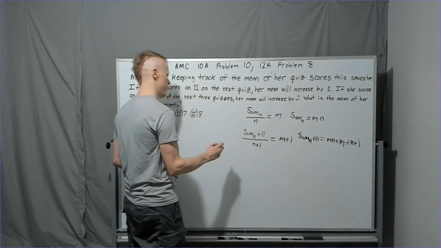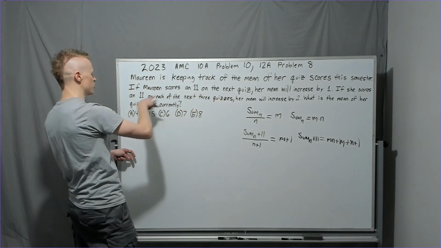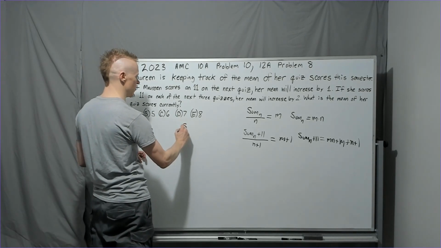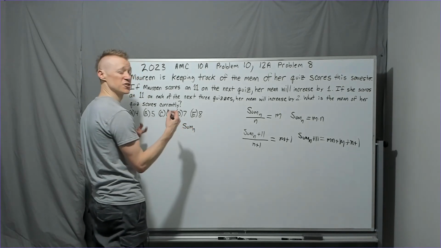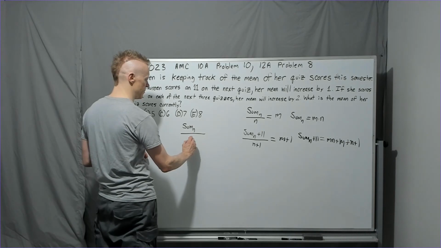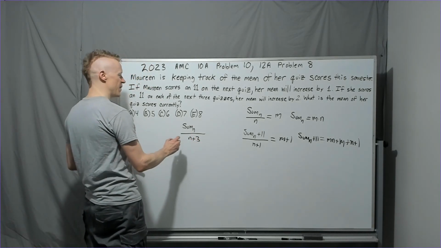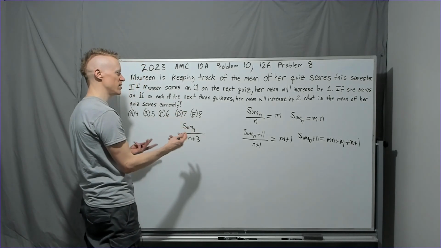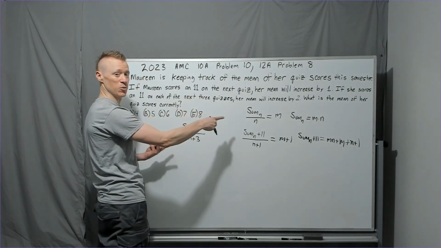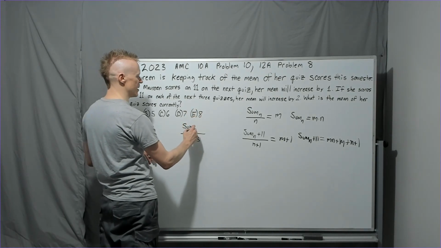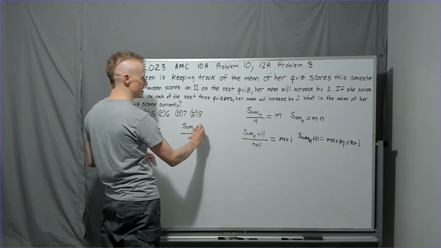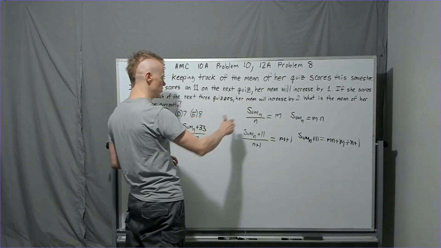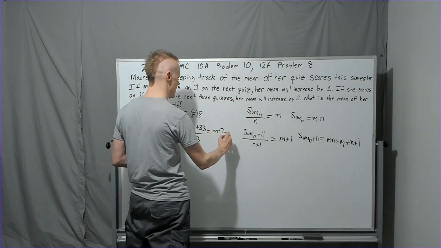Okay, next one up. Then we say if she scores an 11 on each of the next 3 quizzes, let's put that one here. Sum of n, there's 3 new quizzes, so you're going to be dividing by n plus 3. And it doesn't say the next 3 quizzes after that one. It says the next 3 quizzes because they haven't happened yet. Neither has this one. Okay? So then you're going to add 33 because it's 11 times 3. Her mean, her average, will increase by 2. So that's going to be m plus 2.